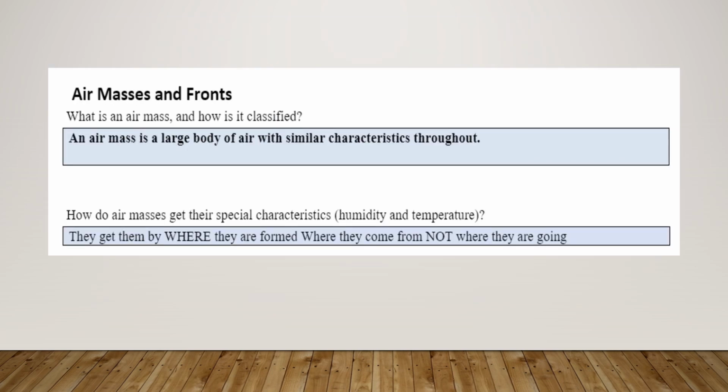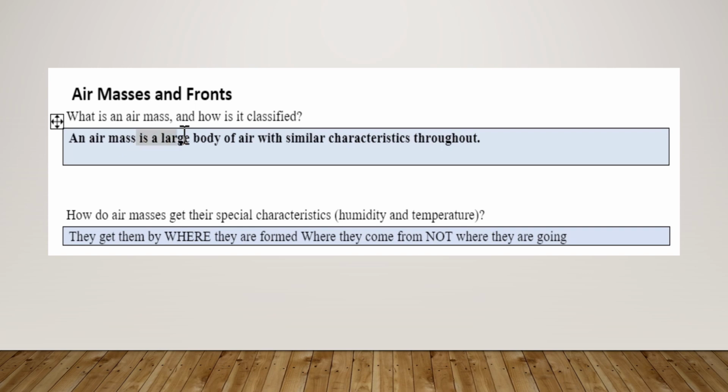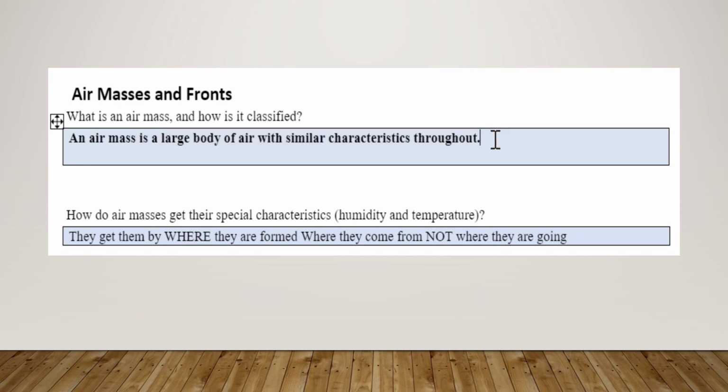All right, let's move on and talk about some air masses and fronts. So exactly what is an air mass and how is it classified? An air mass is a large body of air with similar characteristics throughout. The two characteristics that are going to be similar are the temperature, hot, cold, or very cold, and moisture, either wet or dry. So how did they get their special characteristics, those two things, temperature and humidity?